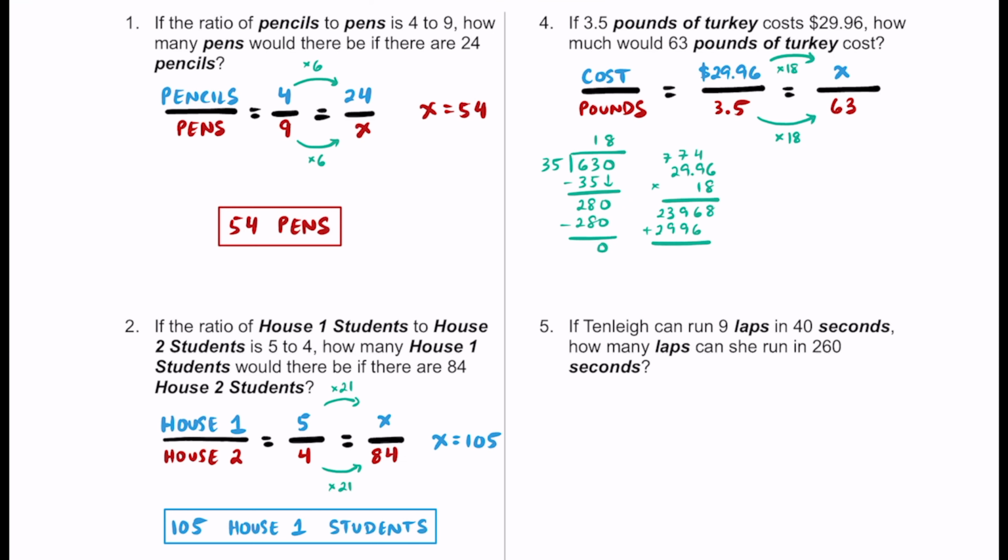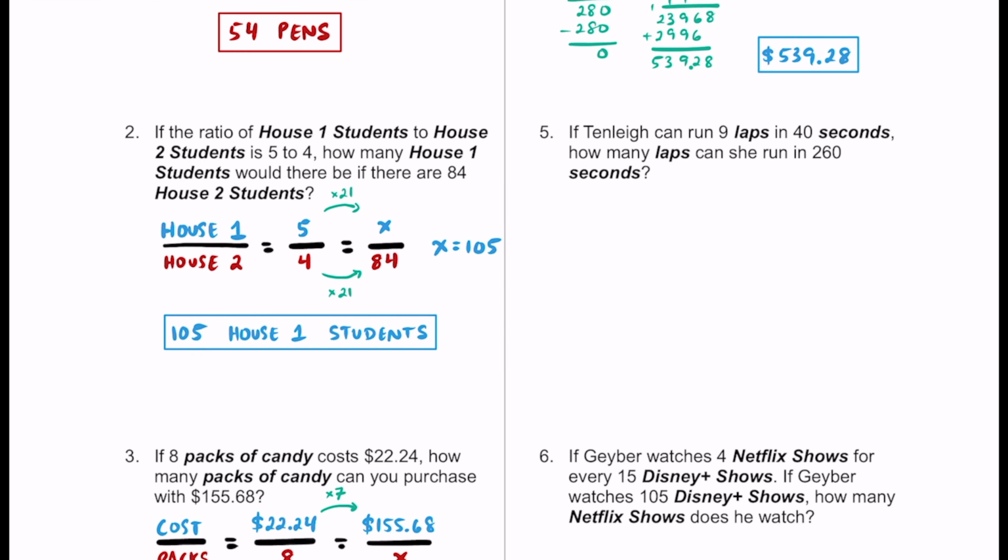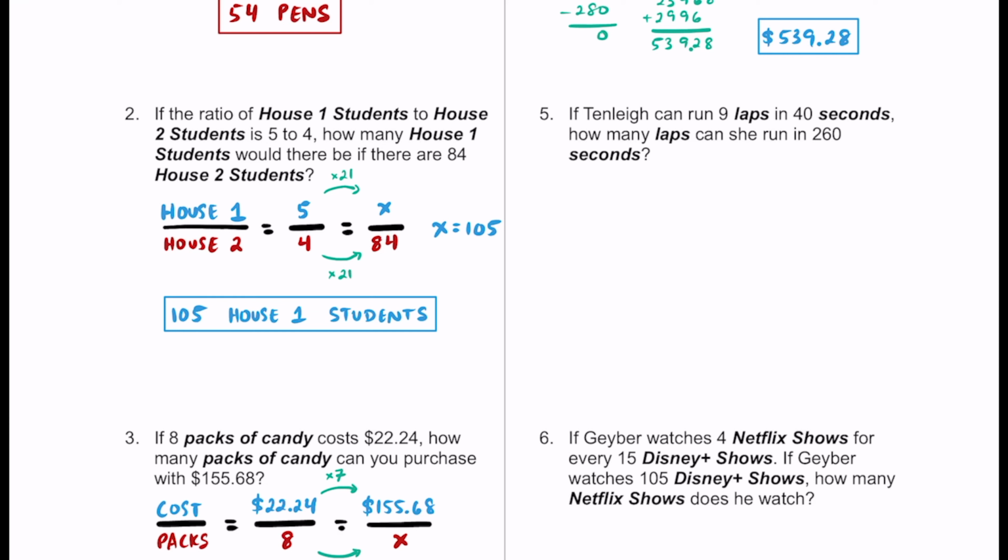And if we go ahead and add this all together, we have 8. That's a 12. Carry the 1. That's 19. Carry the 1. That's 13. Carry the 1. And that's 5. So I think we're looking at here that this x would equal 539.28. So keeping the same rate, if we wanted to buy 63 pounds of turkey, it's going to cost $539.28.